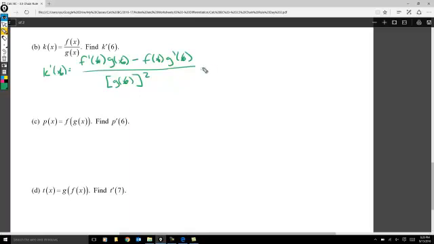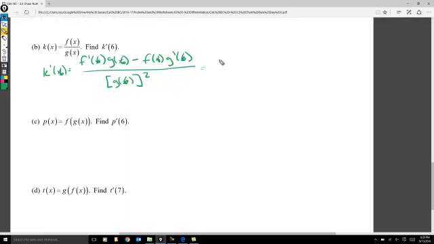All right, so again, I knew that f prime of 6 has a value of negative 1/2. g of 6 has a value of 2, and f of 6 has a value of 4. g prime of 6 had a value of negative 2. All of that is being divided by g of 6, which has a value of 2, but that's being squared.